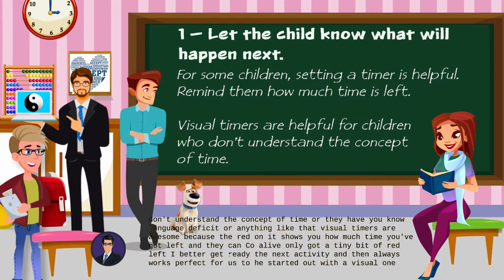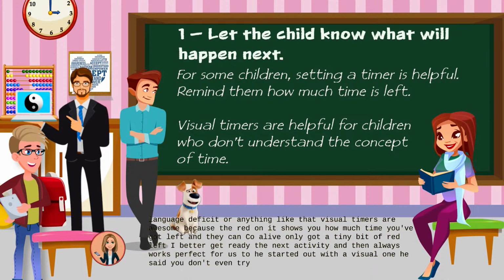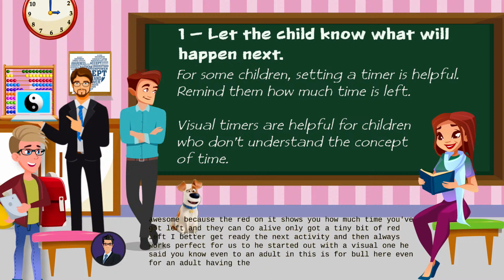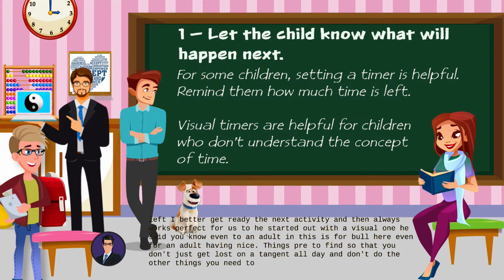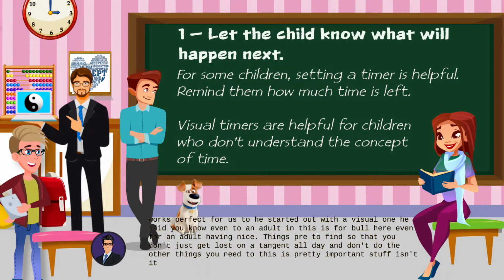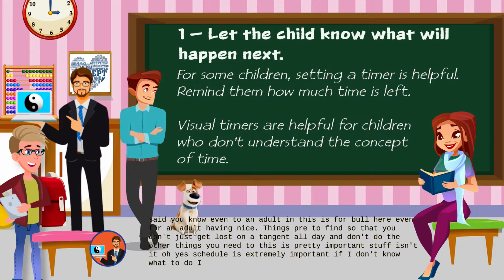He said. And even to an adult, and this is for Boole here, even for an adult, having these things predefined so that you don't just get lost on a tangent all day and don't do the other things you need to. This is pretty important stuff, isn't it? Oh, yes. A schedule is extremely important. If I don't know what to do, I quite literally won't do anything. Like, it's that bad with me.